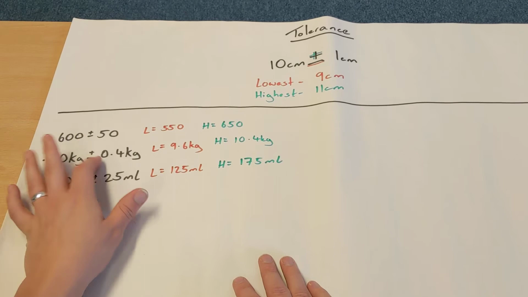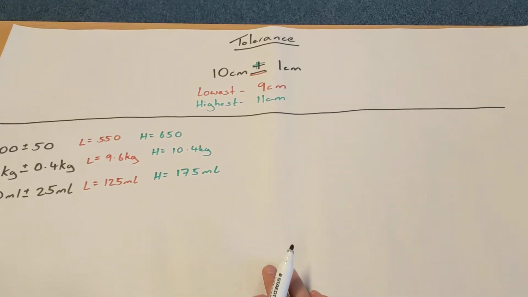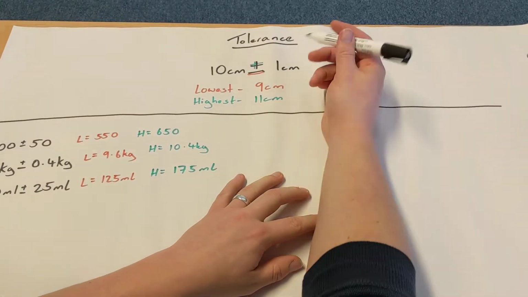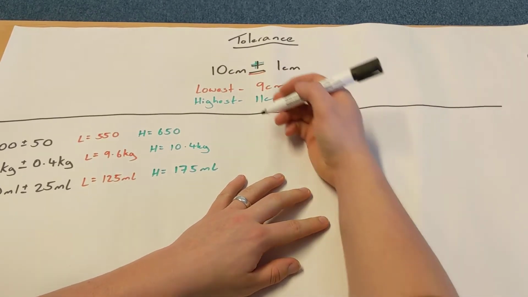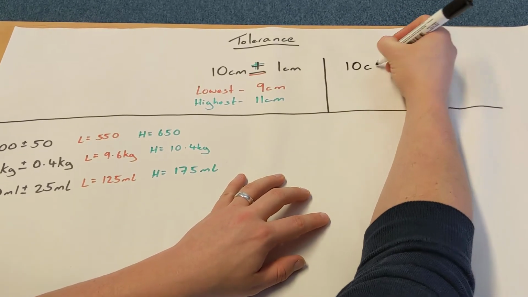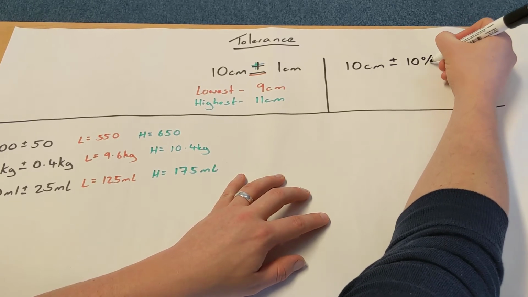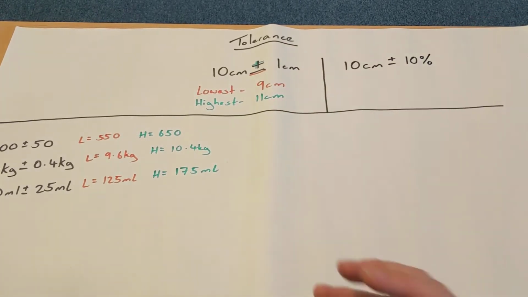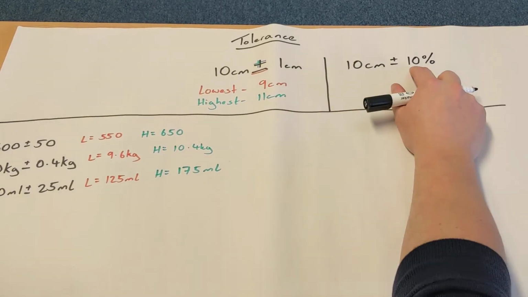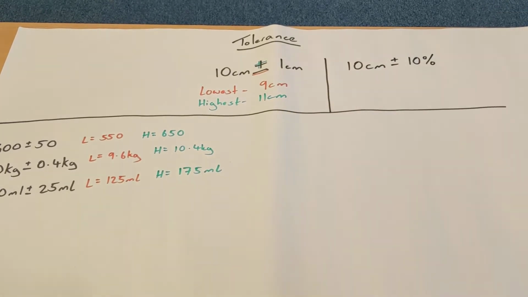It's 10 kilograms plus or minus some amount of kilograms. You could, however, get a tolerance that's written as a percentage instead. So instead of it being 10 centimeters plus or minus a centimeter, you might get one where it says it's 10 centimeters plus or minus 10%. And in that case, what you need to do first is work out what 10% of that is, and then add it on for your highest, take it off for your lowest.